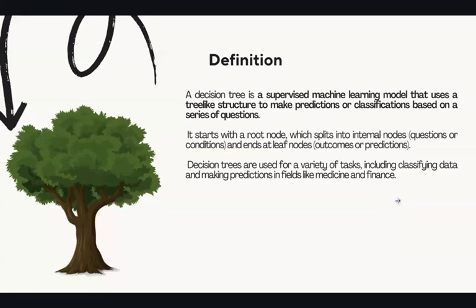Okay, then let's go a little into the decision tree. A decision tree is a supervised machine learning model that uses a tree-like structure to make predictions or classify based on a series of questions. It starts with the root node, which we're going to show a bit later, which has internal nodes that are the questions or conditions used to determine the results, and the leaf nodes that are the outcomes or predictions you can make along the way. Decision trees are used for a variety of tasks, including classifying data and making predictions in fields like medicine or finance.